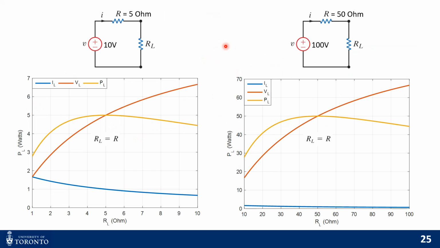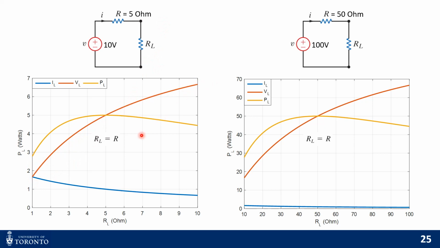Now schematically, in the figure on the left we have a 5 ohm resistance, which is the circuit resistance, connected to a 10 volt source. If we vary the load resistance, then as we increase it, the entire resistance in the circuit increases. So the current, of course, decreases, as we see in the blue line here. Also, the voltage across the load resistance increases, which is shown by this red line.